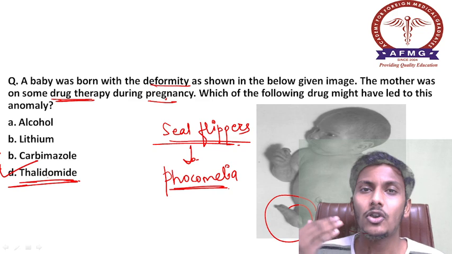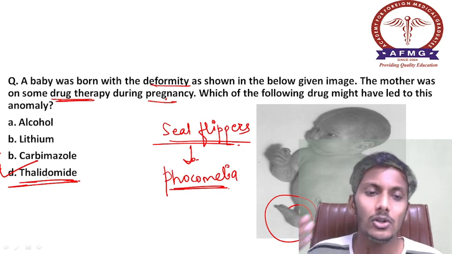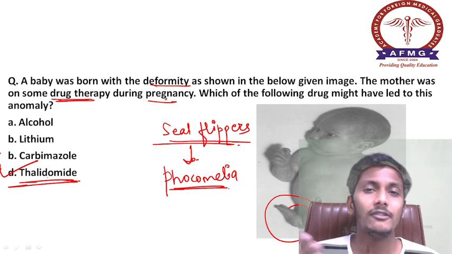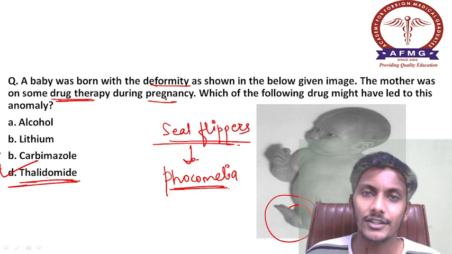The other drugs are also teratogenic. Alcohol intake is definitely avoided during pregnancy. It can lead to fetal alcohol syndrome, where there would be impaired intelligence and impaired cognitive functions.